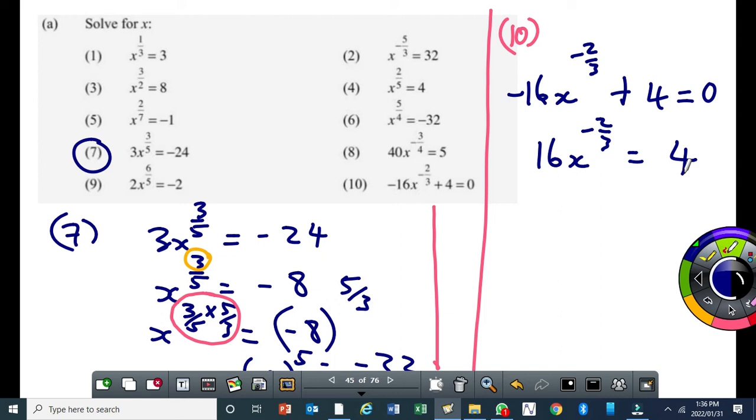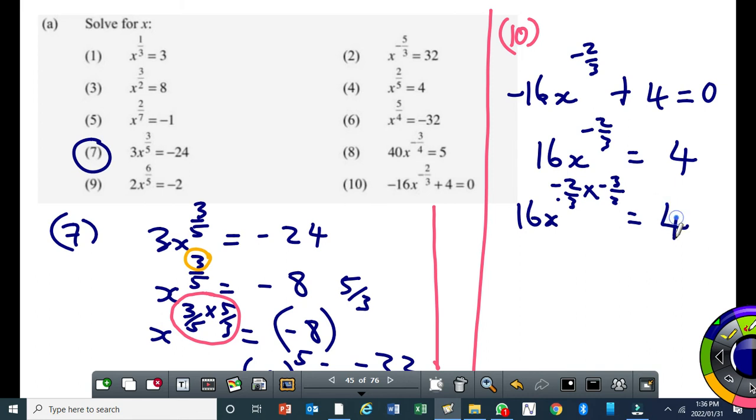Now, let's look at the exponent of x. It's a negative 2 over 3. If you want to find its reciprocal, it's going to be what? Negative 3 over 2. So you multiply the exponent of the 4, so this becomes x to the power of 1. But I think to avoid confusion, let me just write it down. So this is minus 2 over 3 times minus 3 over 2. This would equal to 4 to the power of minus 3 over 2. Okay?